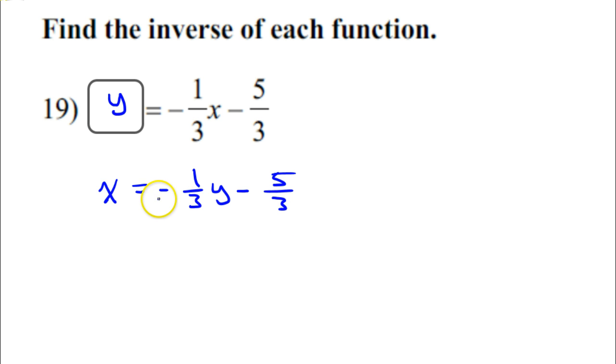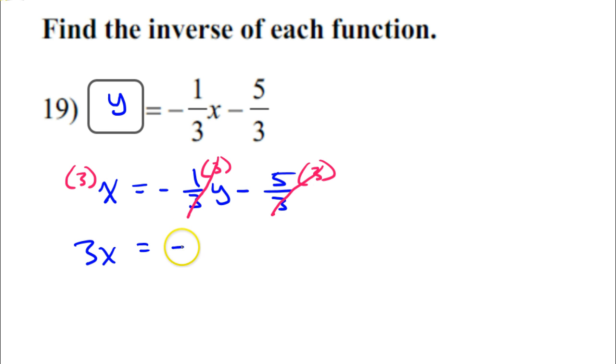Now for me, the easiest thing to do is to get rid of some of these fractions. So I notice how both denominators are 3. If I multiply everything by 3, I won't have any more fractions. So I'm going to recommend that. That way these 3's cancel out and these 3's cancel out. So now I have 3x. That negative sign is still there, so this will be negative y and minus 5. Okay, this is not so bad.